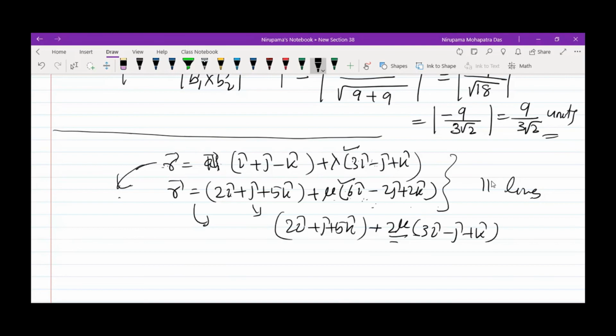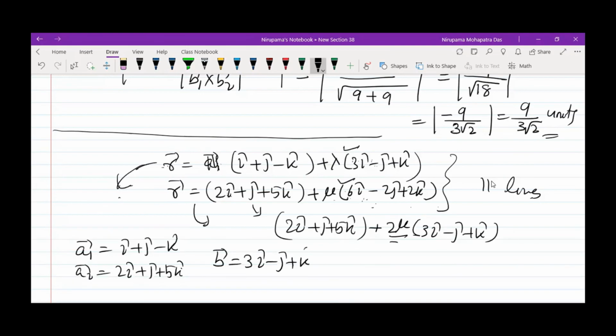So in that case you have a1 vector is i plus j minus k, a2 vector is 2i plus j plus 5k. Your b vector would be 3i minus j plus k. Then you can apply the distance between parallel lines: b vector cross (a2 minus a1), whole magnitude, divided by magnitude of b. I hope you can do it.